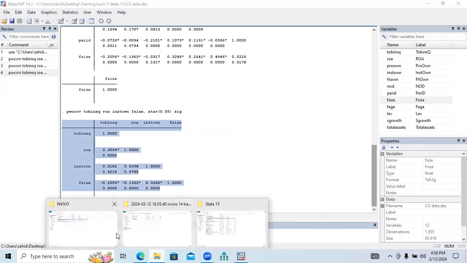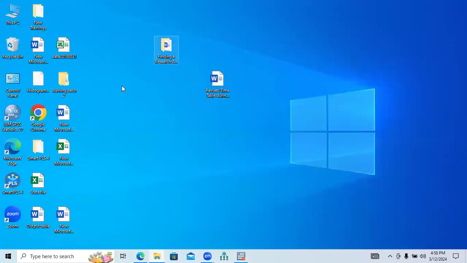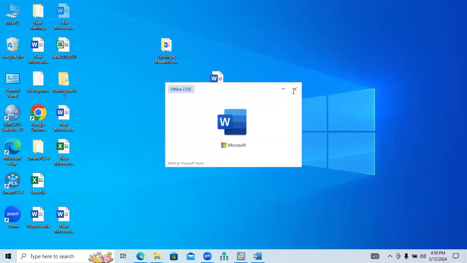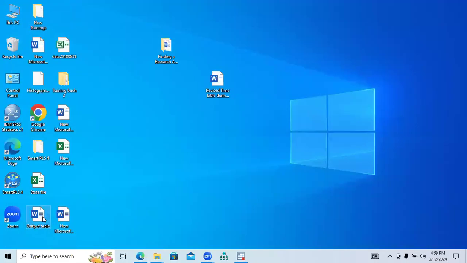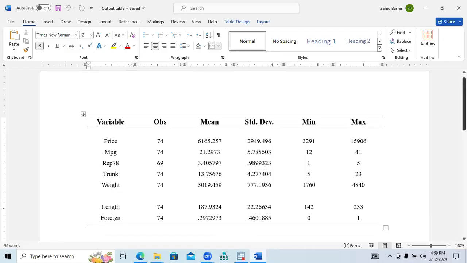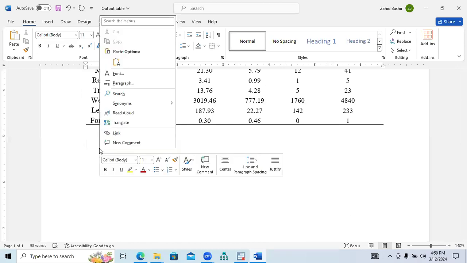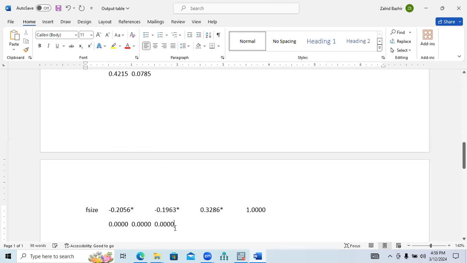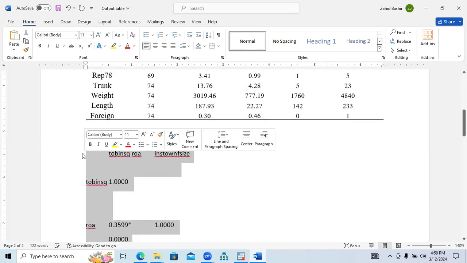You just need to go here. For example, I think this one was the file that I was using. This was not the one. I think this was the one file that I was using for generating the output table. So you need to put the table here. Just right click here, paste your values here, and you need to convert these values into a table.